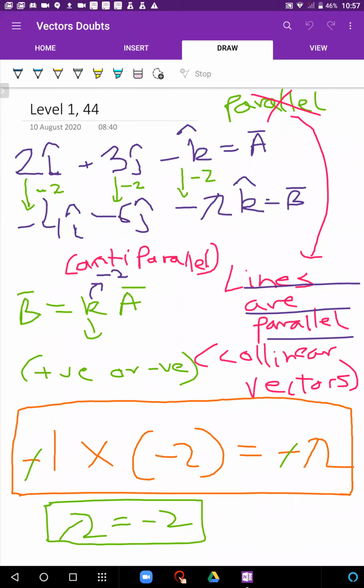Where do I start? Okay, I'll start like this. These are the two vectors given to me. This is vector A bar.